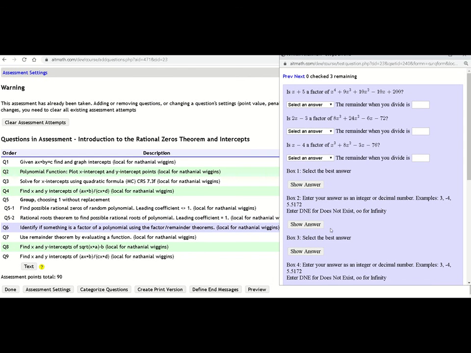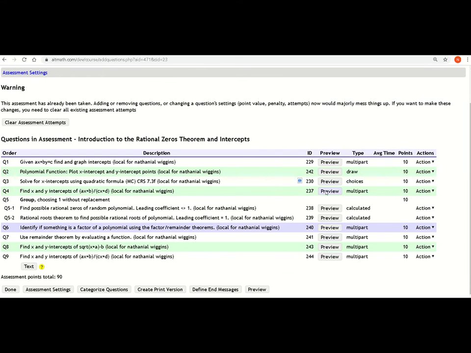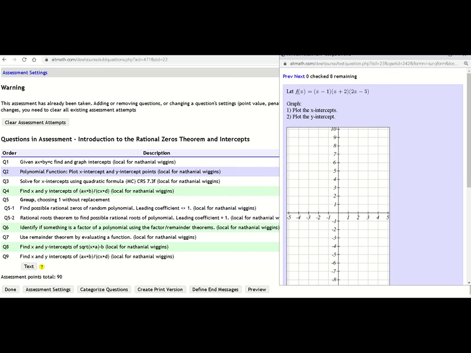Oh, that one's a little bit different. One more like that. So let's try this one. Here we're going to plot the x and y intercepts. It's already factored, so this will be nice. What makes 0 in this one is a 1. What makes 0 in this one is a negative 2. And what makes 0 in this one, you'd move that over, so you get 3 divided by 2, so 1.5.